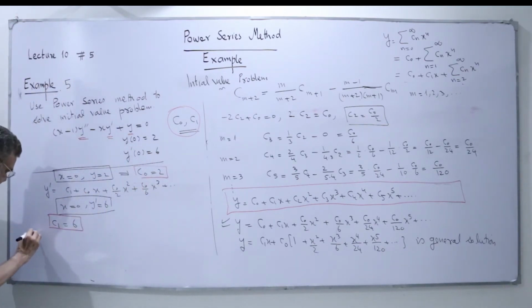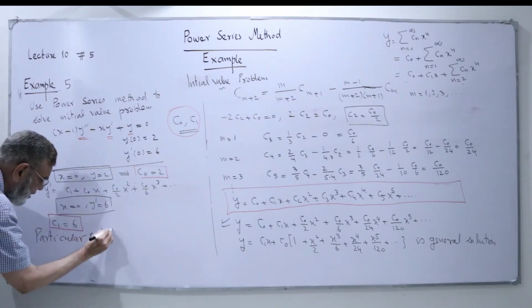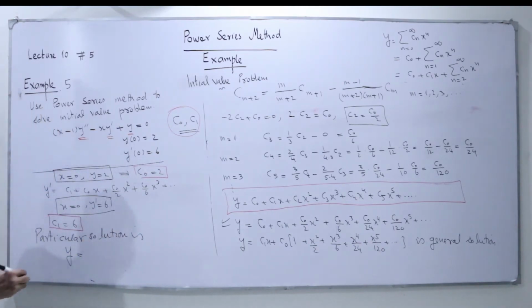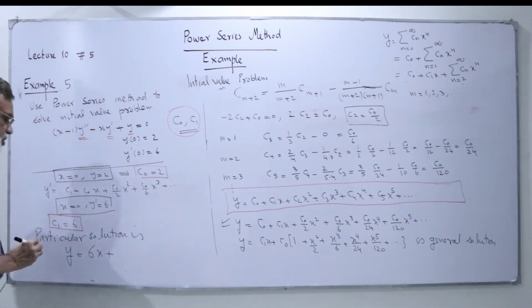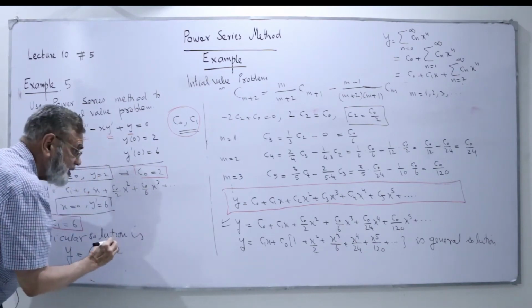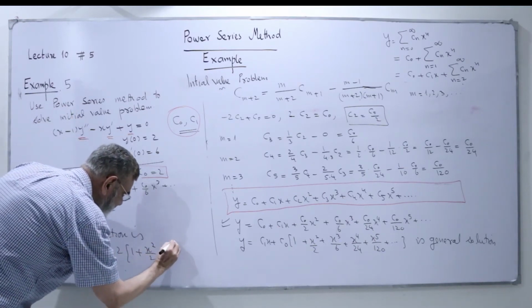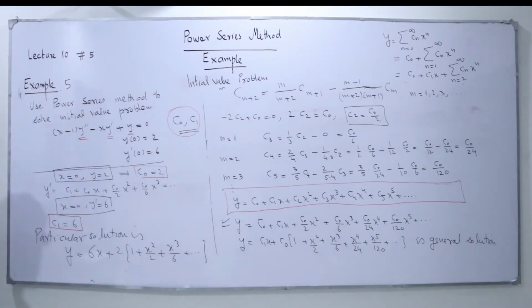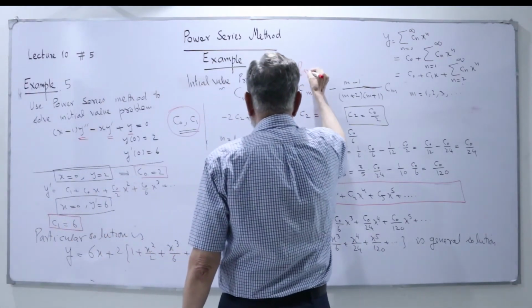So my particular solution is y is equal to, put the value of C1 equal to 6, we get 6x. Then the value of C0 is equal to 2. So we get 2, and then inside 1 plus x squared by 2 plus x cubed by 6, and so on. So this is my particular solution, a solution of my initial value problem. Because when we have the initial value problem, we get the particular solution.